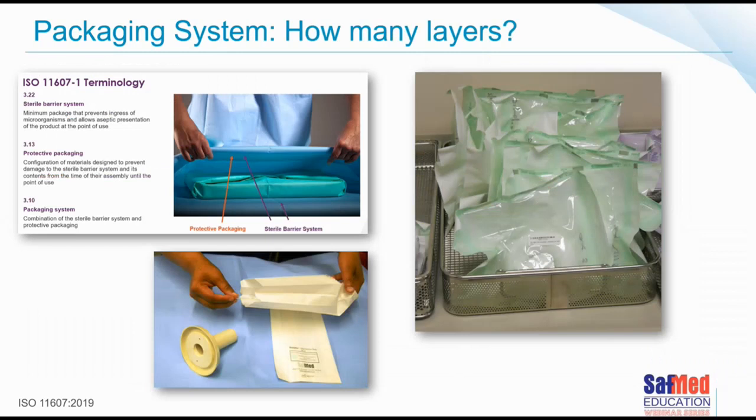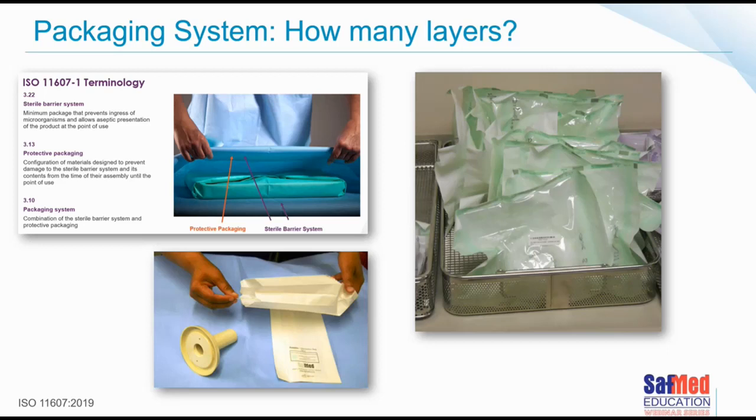Although I'm sure many times we've asked ourselves, how many layers do we actually need? How many layers of sterile barrier system do I really need? If I'm packing a simple, lightweight, light handle, and I'm putting it into an Acceptor bag, perhaps, or a SteriReel, do I need 2 layers? Is 1 layer sufficient? It's a very good question.